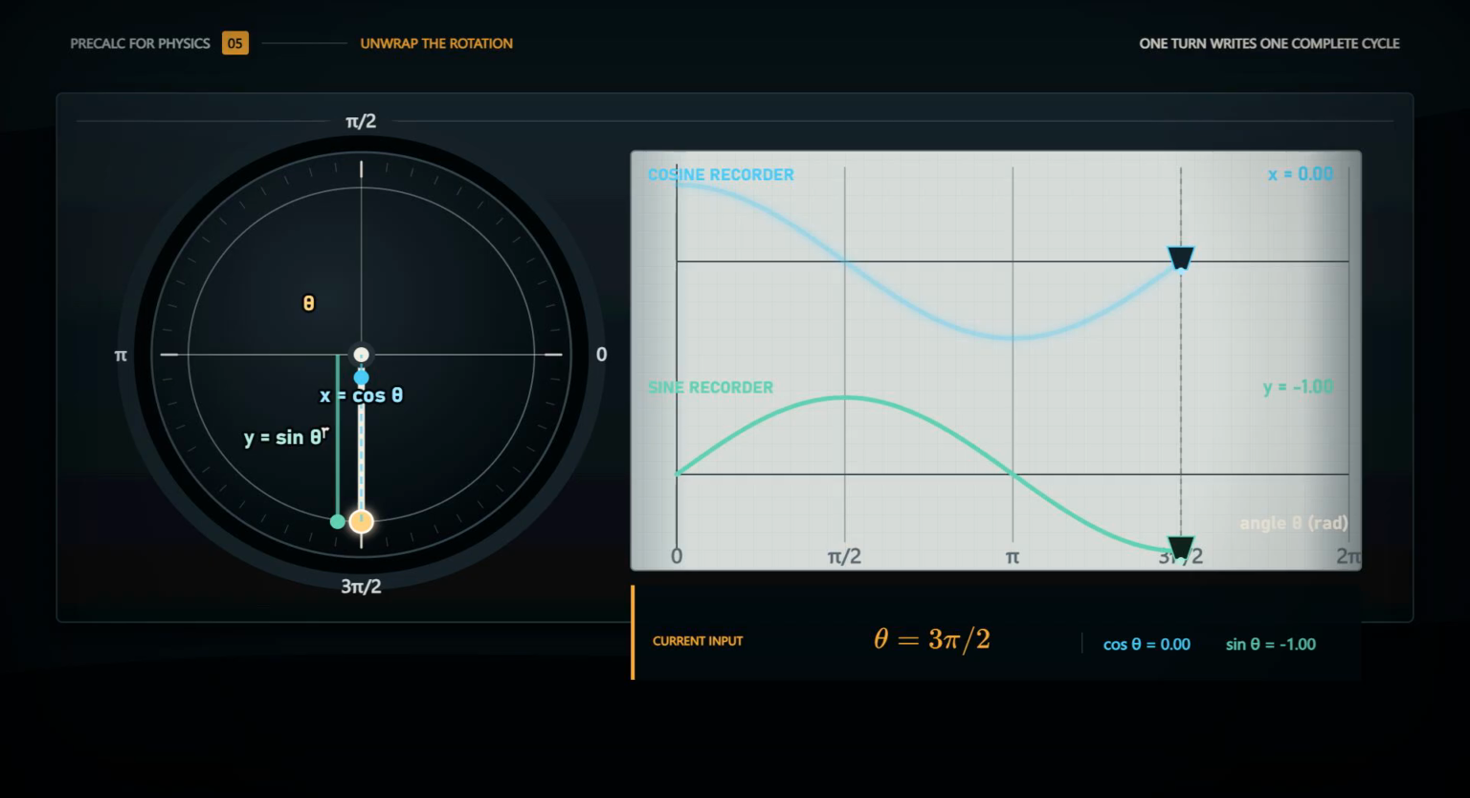At 3 pi over 2, the horizontal projection is 0 again, and the vertical projection is -1. The cyan curve crosses its centerline, while the mint curve reaches its lowest point.